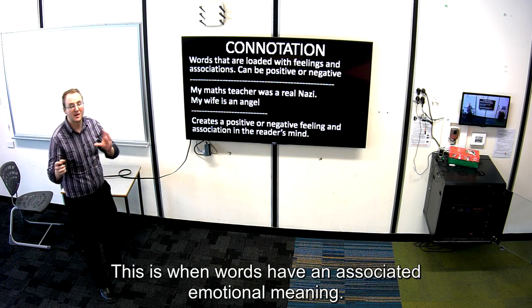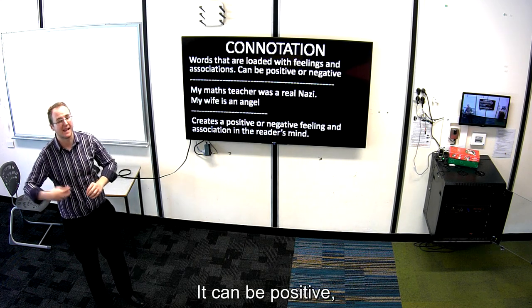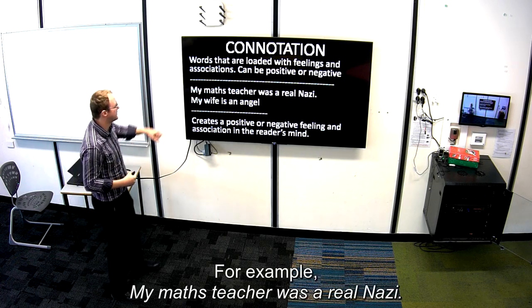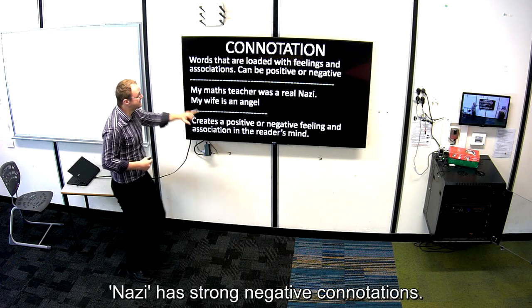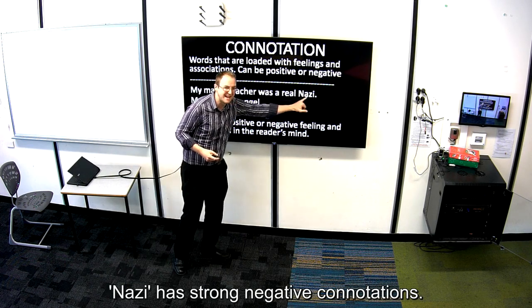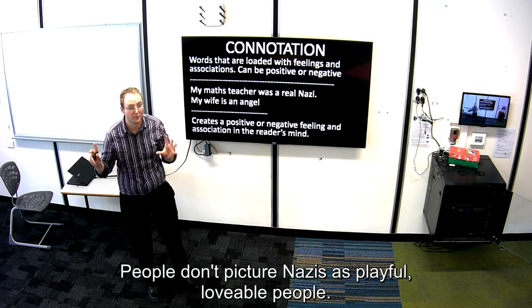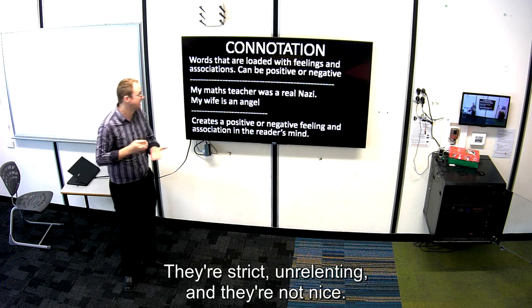Connotation. This is when words have an associated emotional meaning. It can be positive or it can be negative. For example, my maths teacher was a real Nazi. Nazi has strong negative connotations. People don't picture Nazis as playful, lovable people. They're strict, unrelenting, and they're not nice.